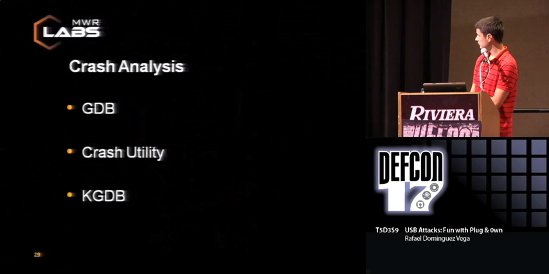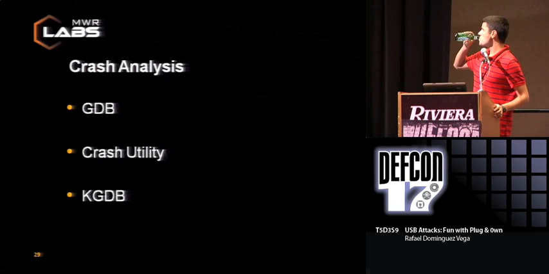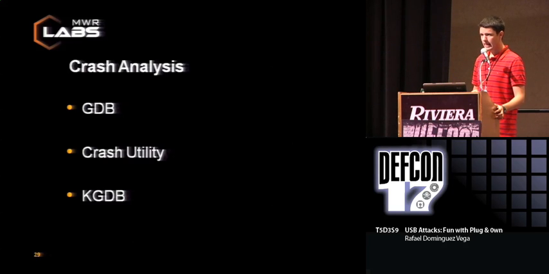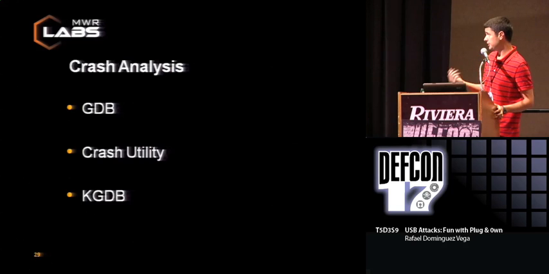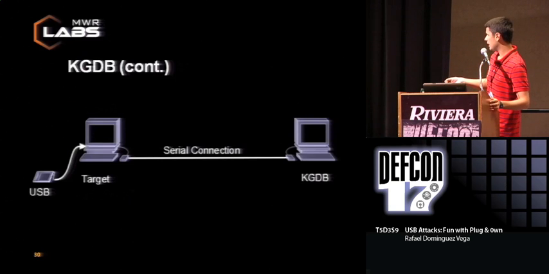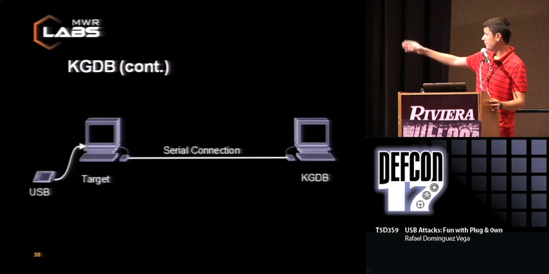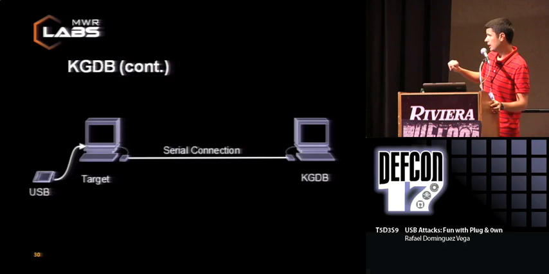So for crash analysis, there are many tools out there for analyzing kernel crashes, a majority of them based on GDB. What really worked for me in this project was KGDB, because it allows you to set breakpoints in the kernel in live execution. So the environment that I have set up is KGDB in the debugger system, the target system running Linux with the vulnerable USB device driver, connected with a serial connection, and the malicious USB device plugged into the target system, with the Linux driver that will be debugged.